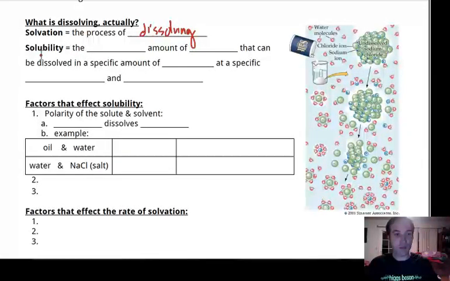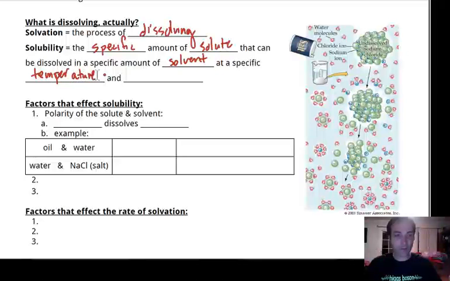Now, it turns out that you can actually measure how dissolvable a substance is, and we call that solubility. So it is the specific amount of solute that can be dissolved in a specific amount of solvent at a specific temperature and pressure. It turns out that temperature and pressure are really important because they will alter the solubility. So at different temperatures the solubility can vary a little bit. At different pressures the solubility will vary a little bit.